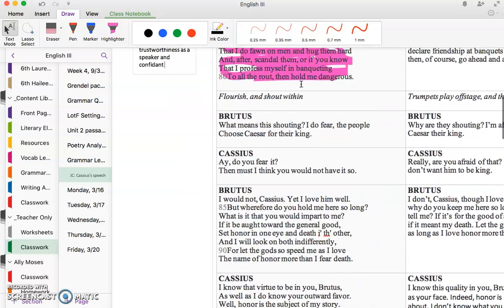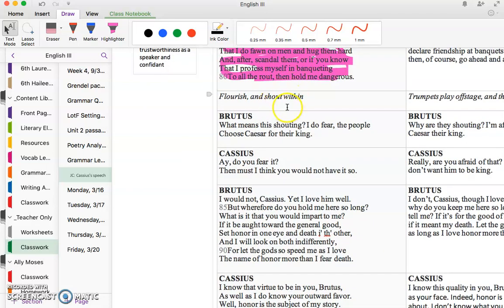But now let's go into what happens next. There's a flourish, there's a shout. Brutus asks, what's this mean? "I do fear the people choose Caesar for their king." Cassius notes, "Ay, do you fear it? Then must I think you would not have it so." In this situation, Cassius is kind of reading what Brutus's reaction is. No one has said anything so far about what they think of Caesar, but Brutus, rather logically, puts two and two together. He uses his reasoning that Brutus must fear Caesar becoming king.